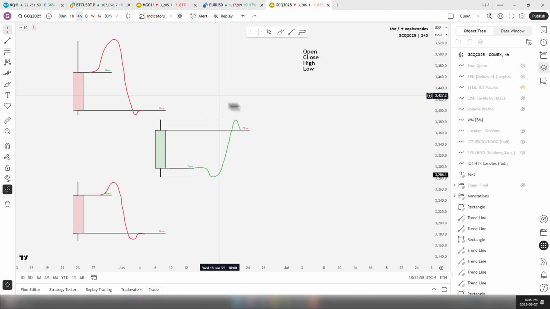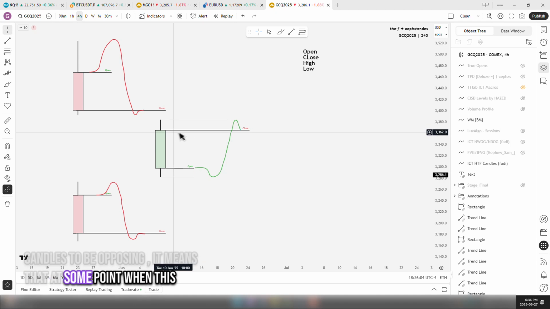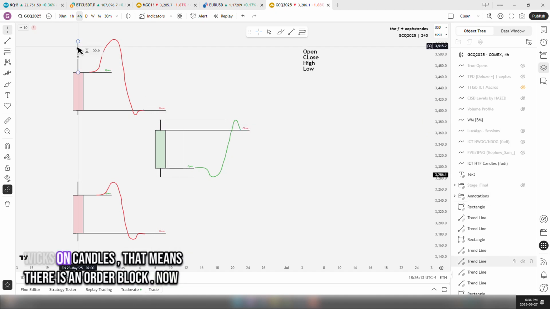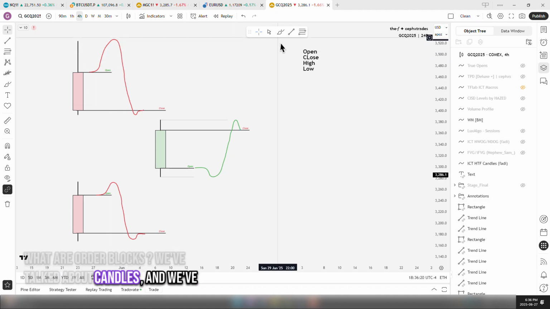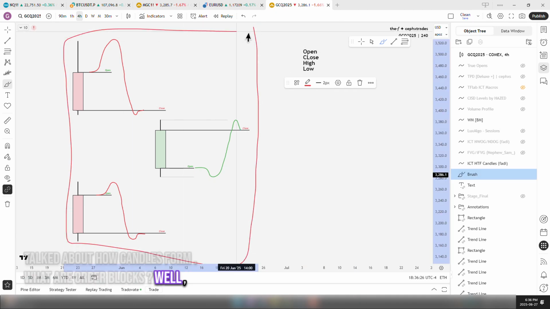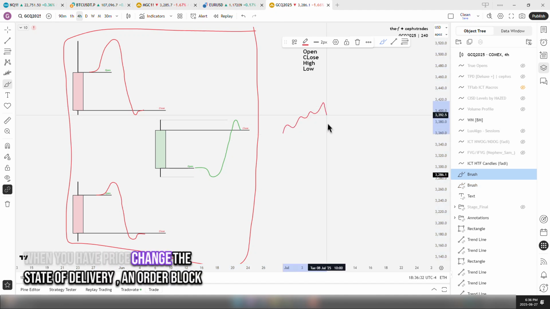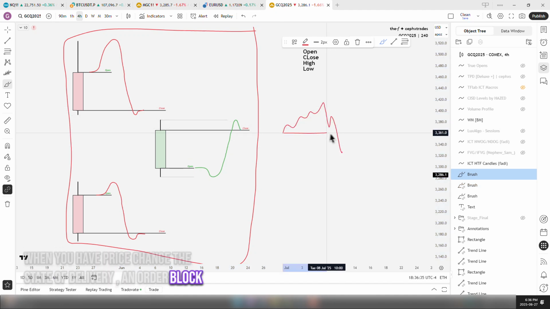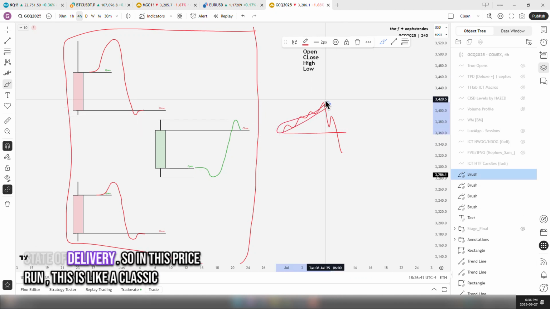Now, like I said, wicks are made up of opposing candles. For those candles to be opposing, it means that at some point when this candle closed and whatever happened after it, an order block was formed at that wick. So when you have large wicks on candles, that means there is an order block. Now, what are order blocks? We've talked about candles and how candles form. Order blocks simply are when you have price change the state of delivery. An order block is that price run that created the swing point in the change in the state of delivery.